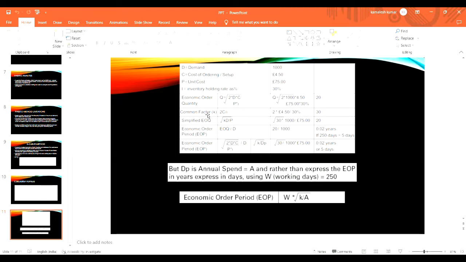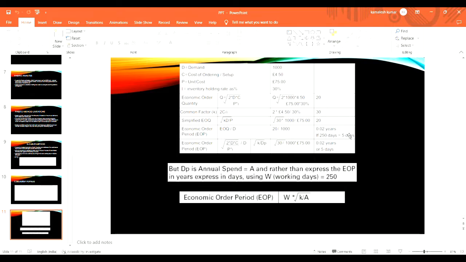Similarly, the common factor K is equal to 2C by I. So 2 into C, where C is 4.5, by 30%. On solving, we get the value of K. So EOQ is equal to root over K into D by P. On substituting the values and solving, we get the value as 20. EOP, economic order period, is equal to economic order quantity by demand. We just got the value of EOQ, so 20 by demand 1000, which is equal to 0.02 years.